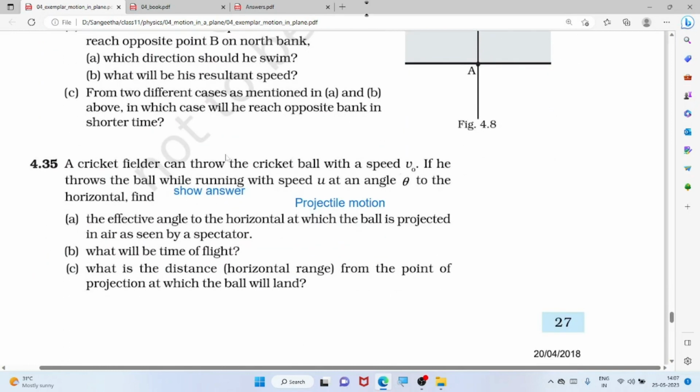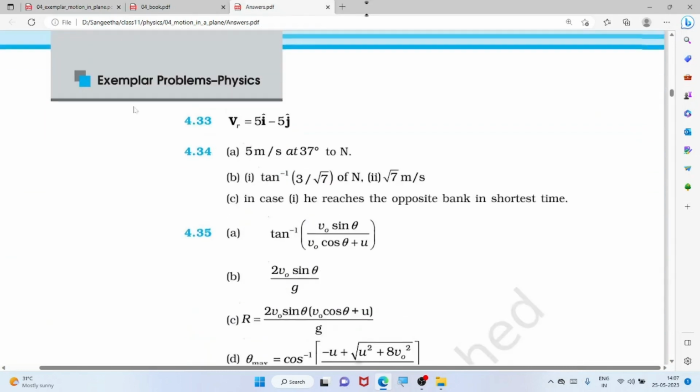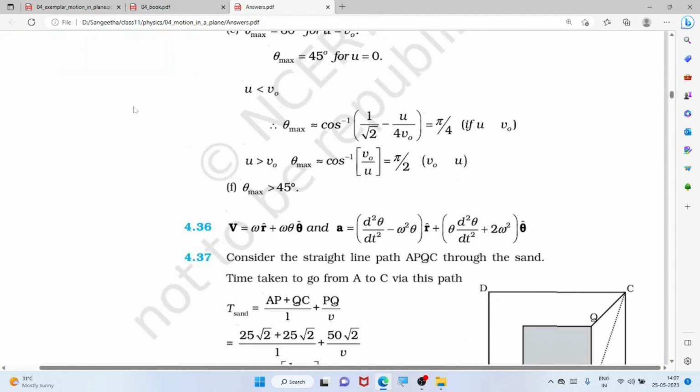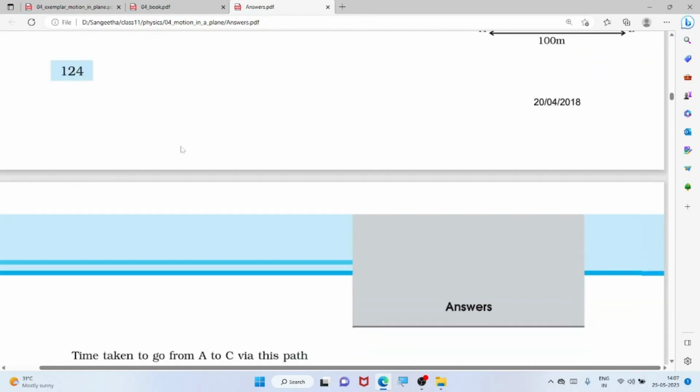This is projectile motion. Try this without memorizing, using the formulas given in the book. You can try these problems.